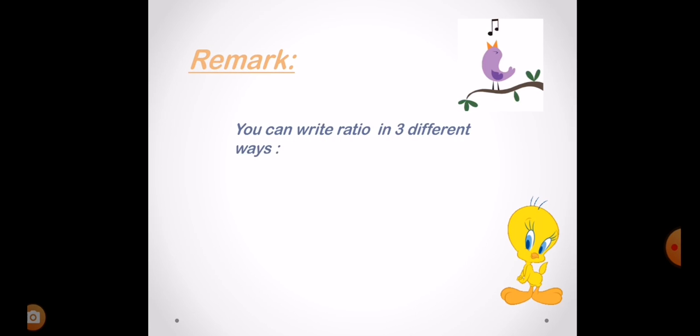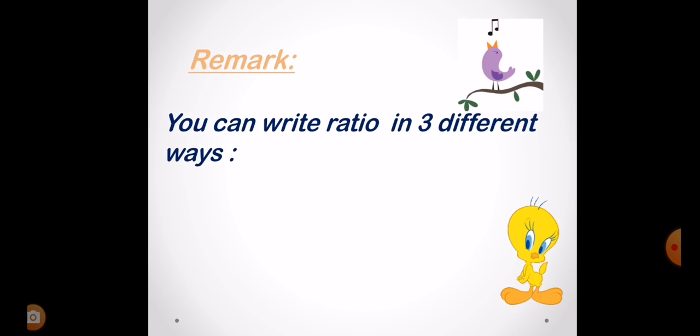Remark: you can write ratio in three different ways. Ratio can be written in three different ways: 3 to 4, where the dots mean "to", or 3 over 4, where the fraction bar means "to" in ratio, so it will be 3 to 4 also. So we have three different ways to write ratio.